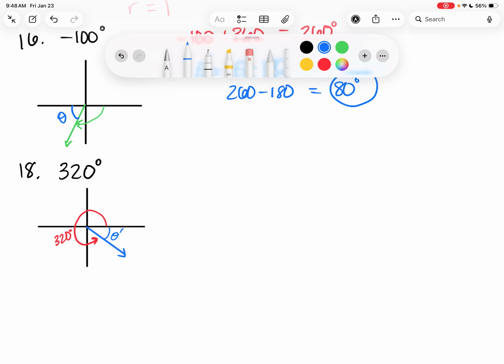And it's 360 minus theta. So if you just look at it, you can say, okay, well, I know I have 360. That's 320. So the theta prime's got to be 40. You can also use the formula, which is theta prime is equal to 360 minus theta, or 360 minus 320. So it is 40 degrees.